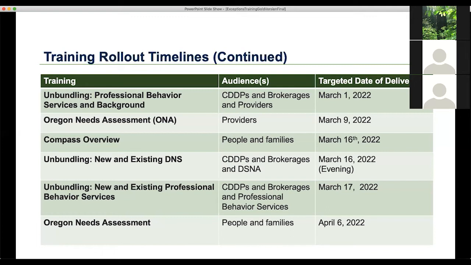Then we also have an ONA training for providers that's coming out, and a Compass overview. We've done this one before. This is the second training that we will have rolled out for people and families, March 16th. Then the unbundling for direct nursing services is on the 16th as well. And then there is another ONA training for people and families in April.